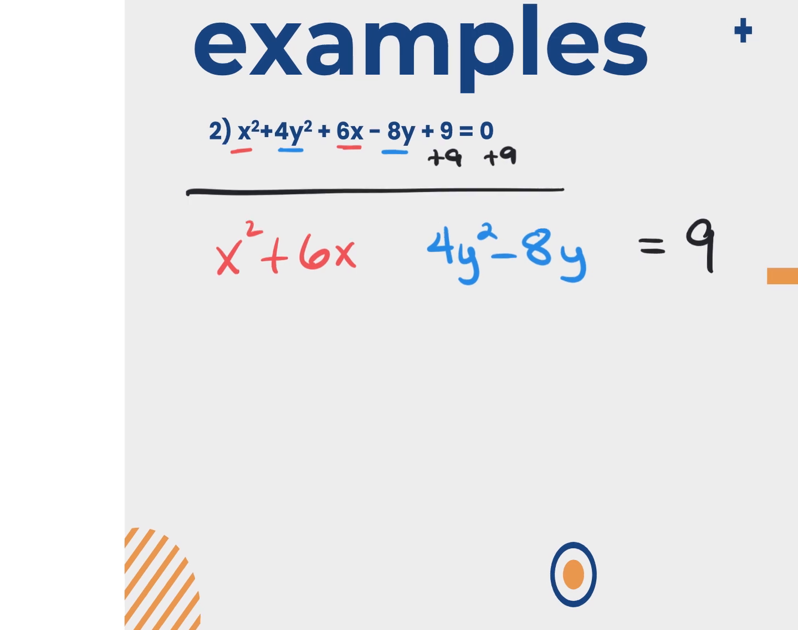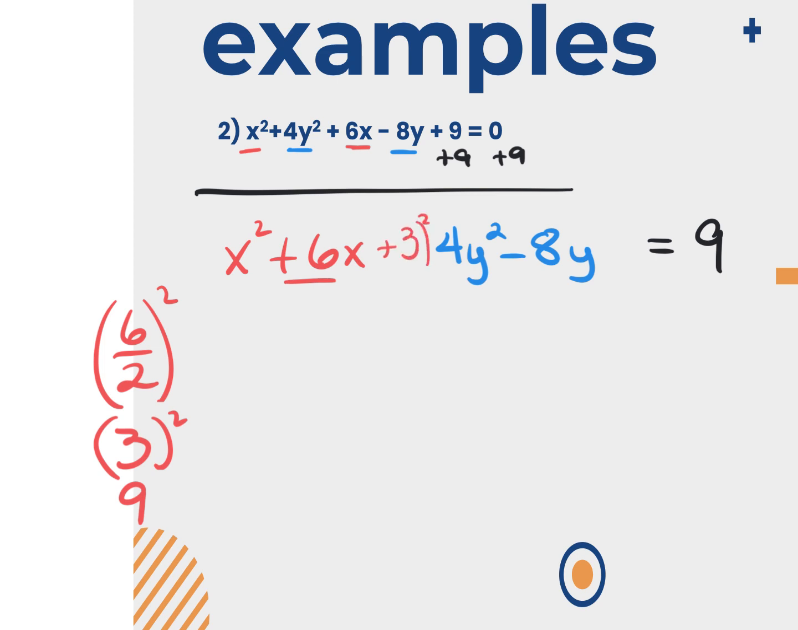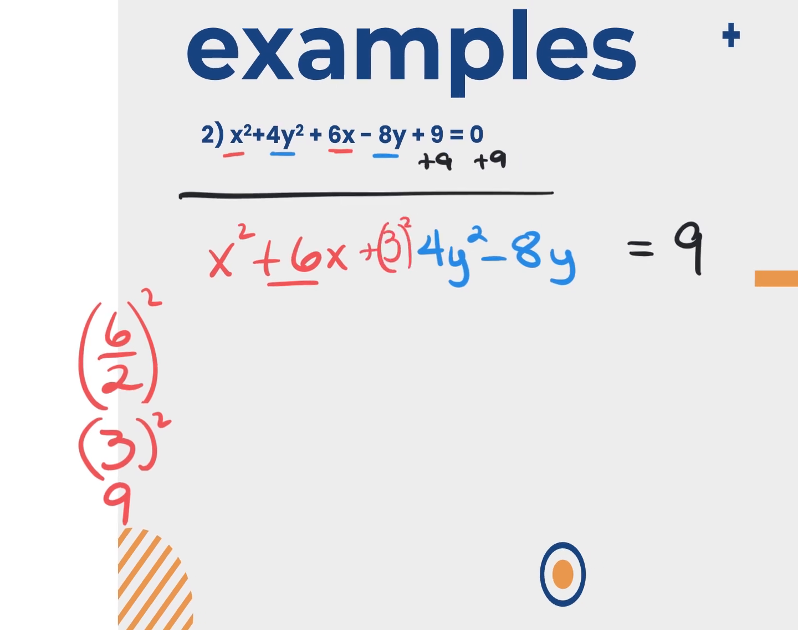So I'm just going to take my b term, this positive 6, divide it by 2, and square it. 6 divided by 2 is 3, and then 3 squared is 9. So remember, I'm going to put the plus 3 squared in here, but over here on the right side, I'm going to put plus 9. All right, thank you. This should be a minus 9. So this is a negative 9. Good catch. Thank you.